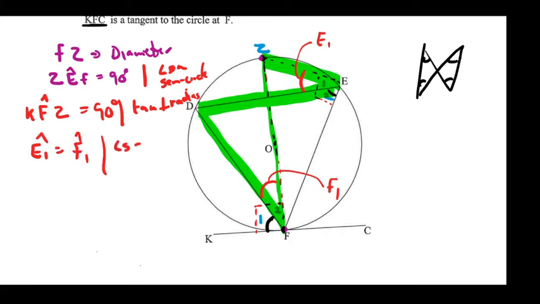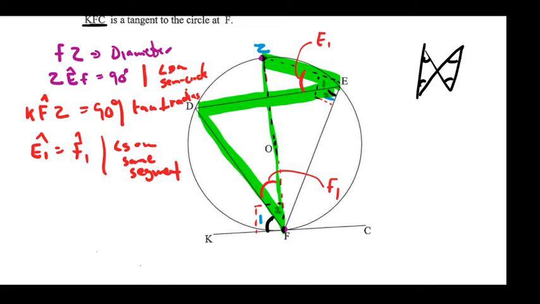Reason: angles on same segment. I know maybe your teachers will tell you to no longer use this definition, to use a certain definition. Please use that definition. But if you've written this, you won't be marked wrong. Yes, so now we've proven that.